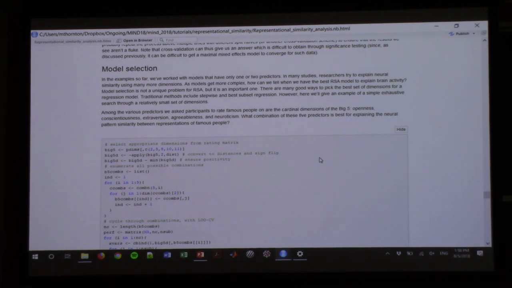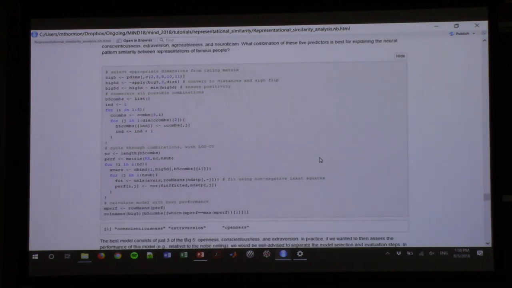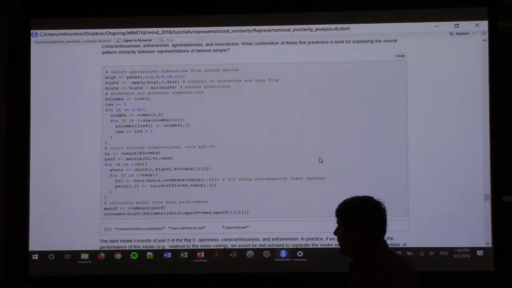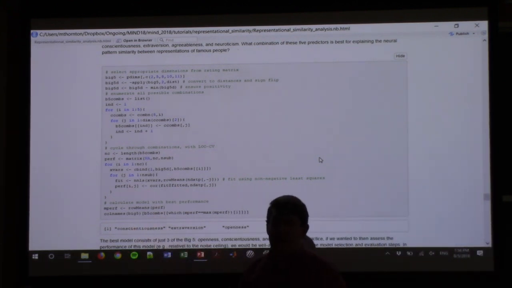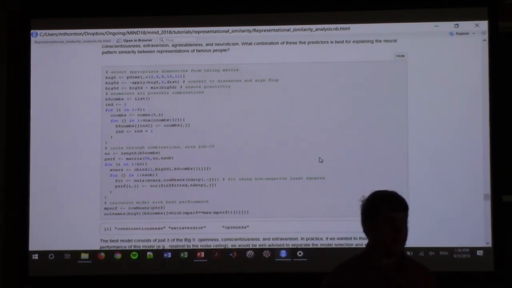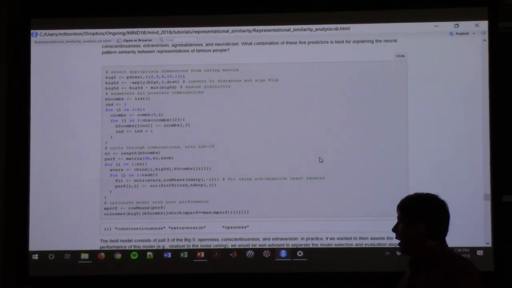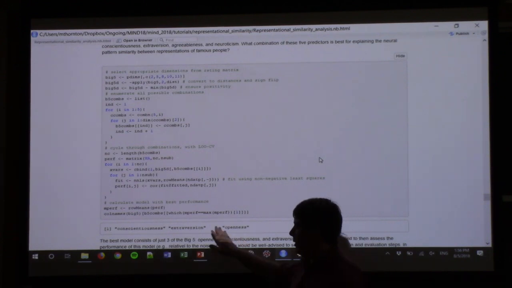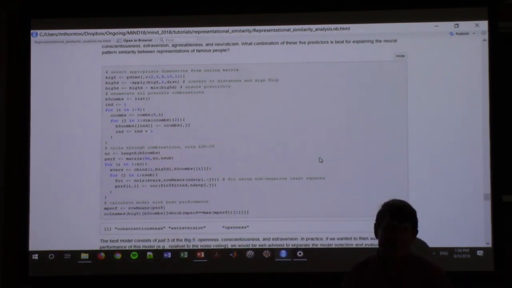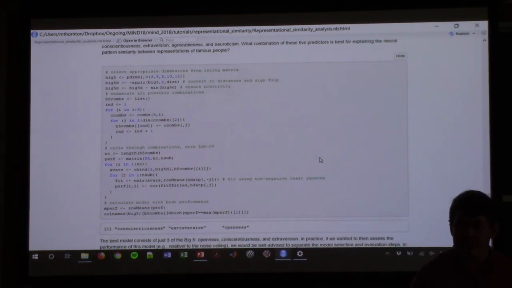And you can just see which of them provides the best cross-validated performance, which is what we're doing at the end here. We're looking through all of the different possible model performances and selecting the combination of trait dimensions which best predicts in this cross-validated regime the neural pattern similarity. And that happens to be conscientiousness, extroversion, and openness in this particular set.